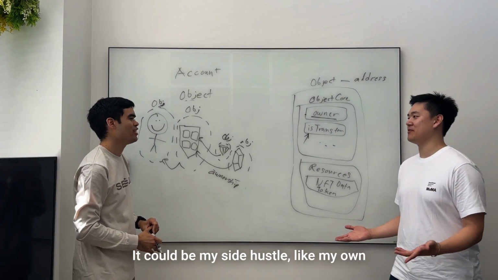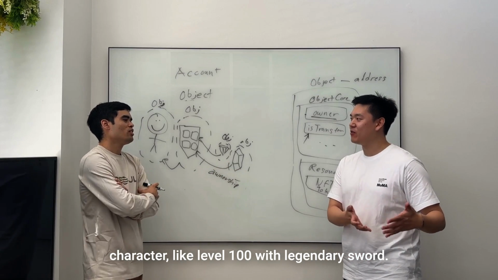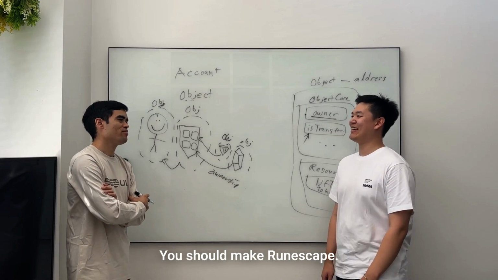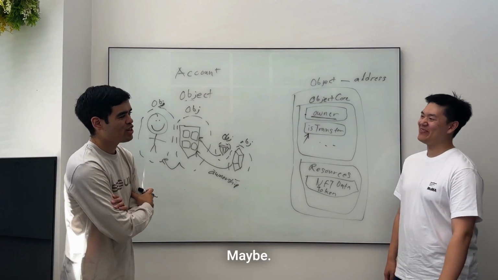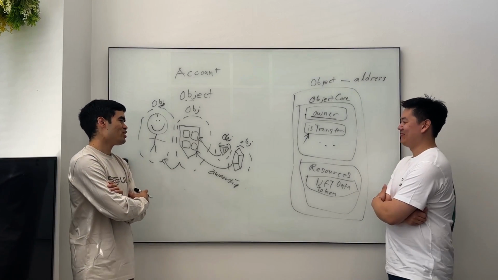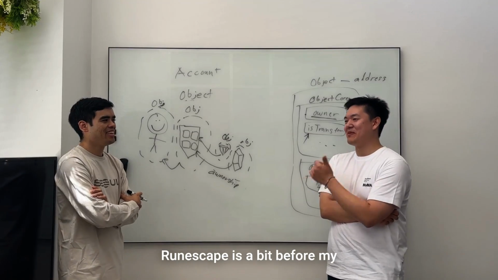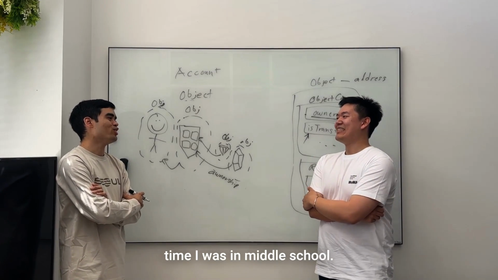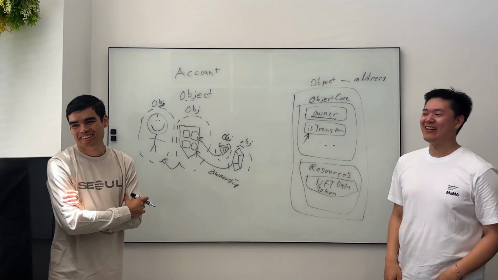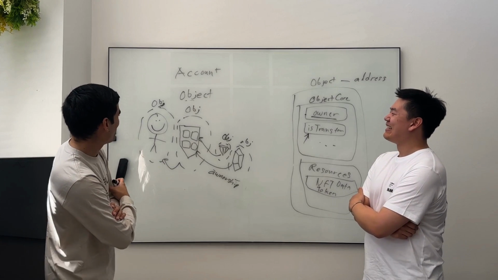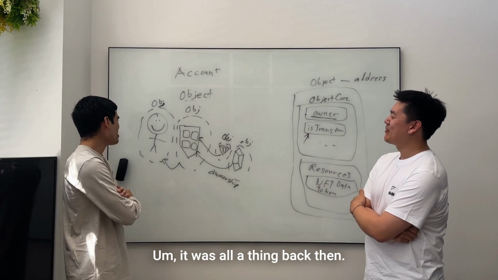It could be my side hustle. Make my own character, like level 100 with a legendary sword, and I sell that. You should make RuneScape. Maybe. I might be dating myself. RuneScape is a bit before my time. I was in middle school. That shows his age. But it was all the thing back then.